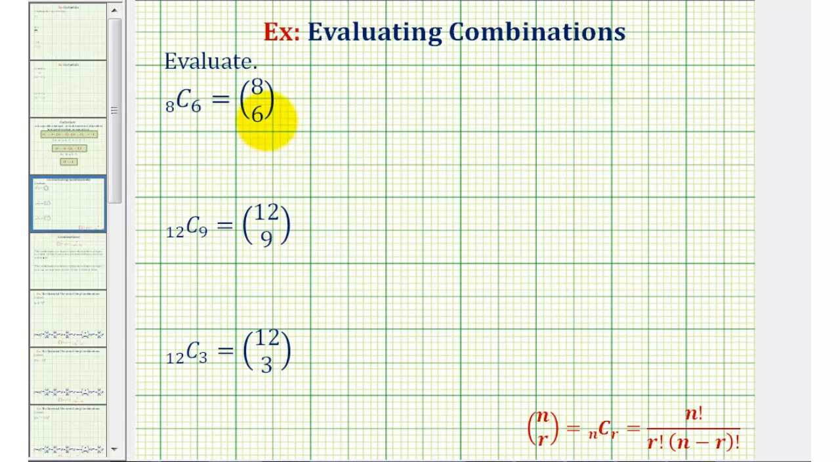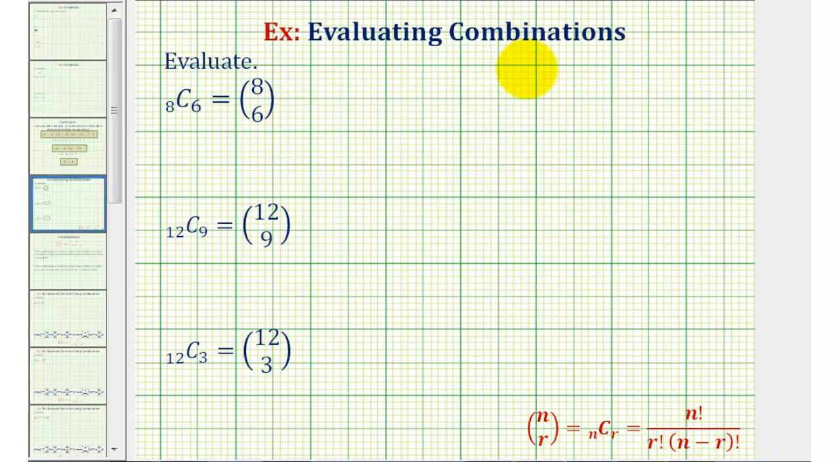We're asked to evaluate each of the three combinations. Notice how each combination is given using two different notations which are equivalent. Here we have 8 choose 6, here we have 12 choose 9, and here we have 12 choose 3. So in the most general case, when we have n choose r, this is equal to n factorial divided by r factorial times n minus r factorial.